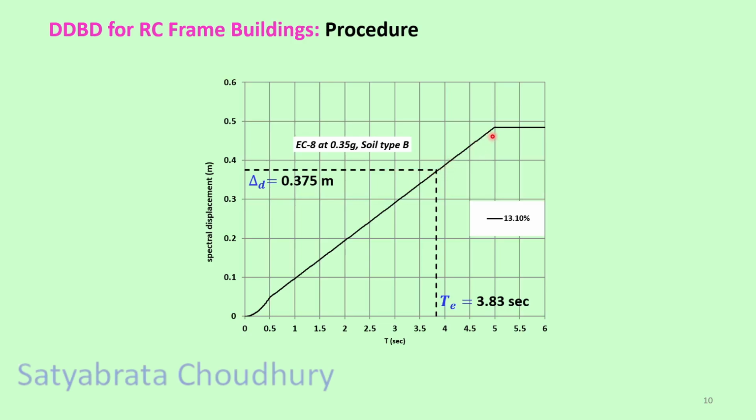So wherever it cuts this displacement spectrum, you draw a vertical line, and that gives you the equivalent time period. So it is here 3.83 second. So we have calculated another property of the equivalent single degree of freedom system, the effective time period.